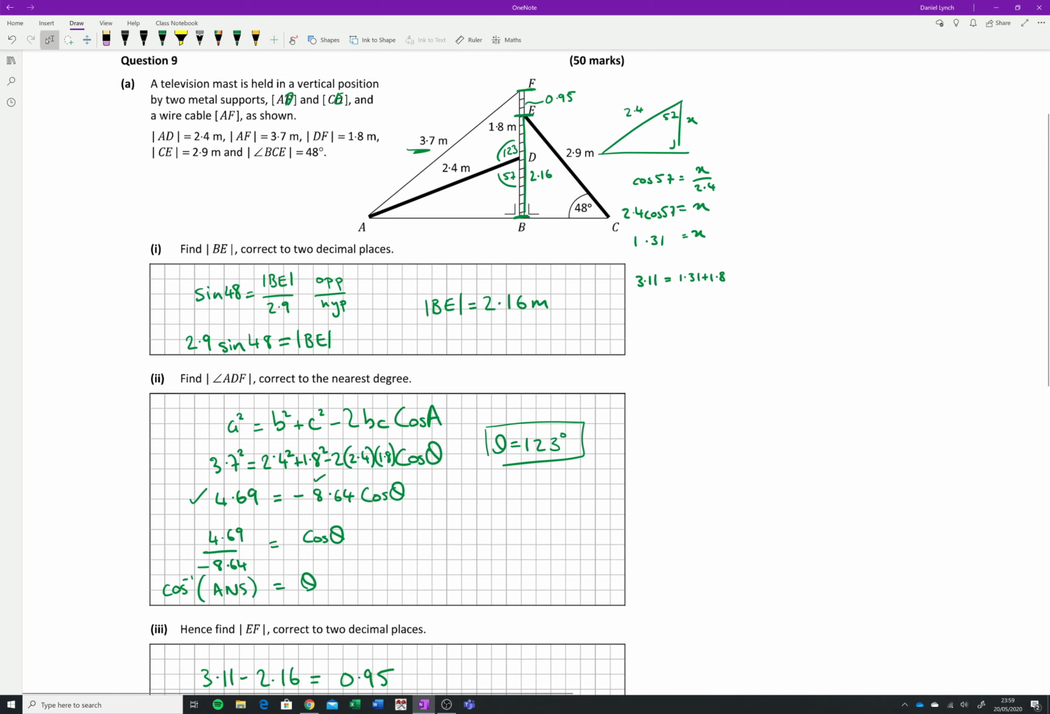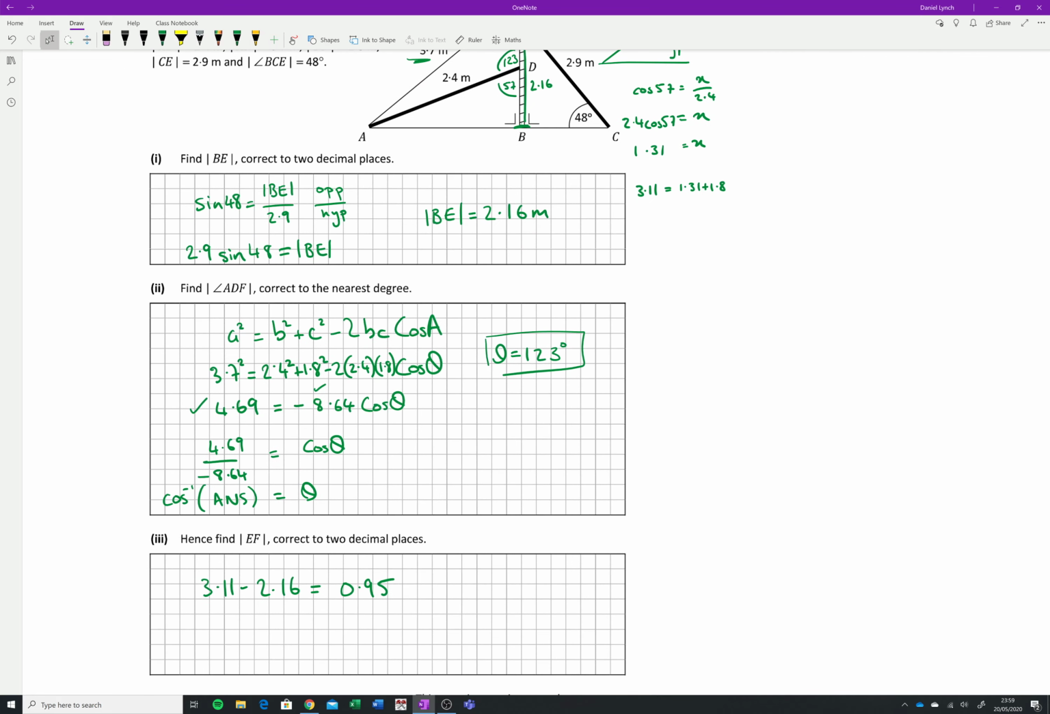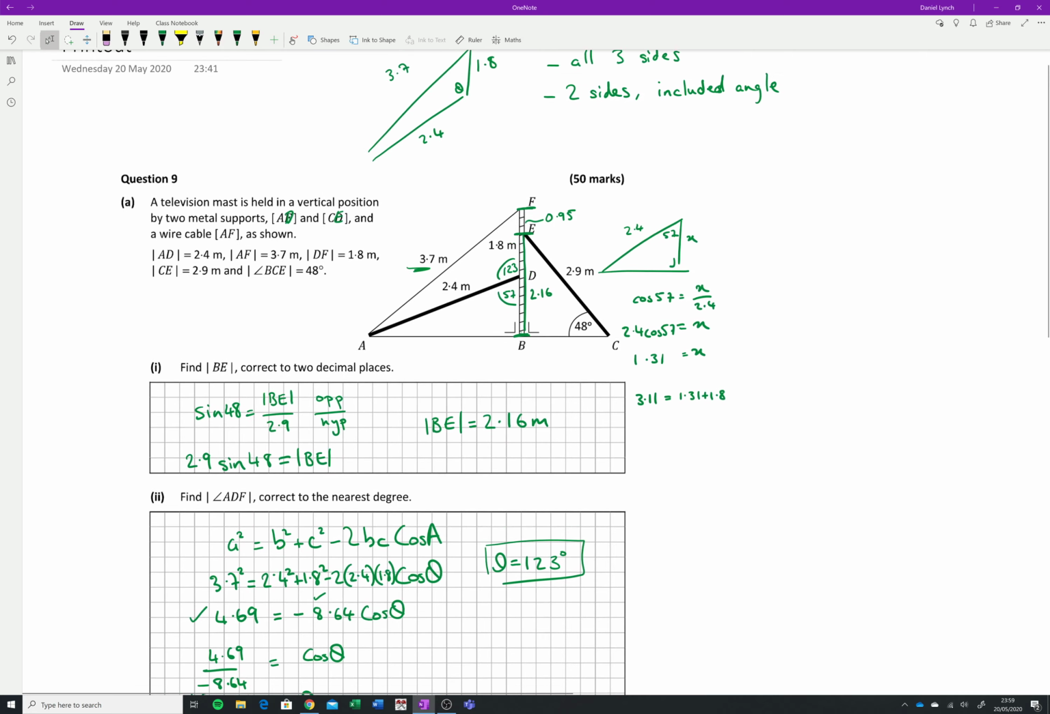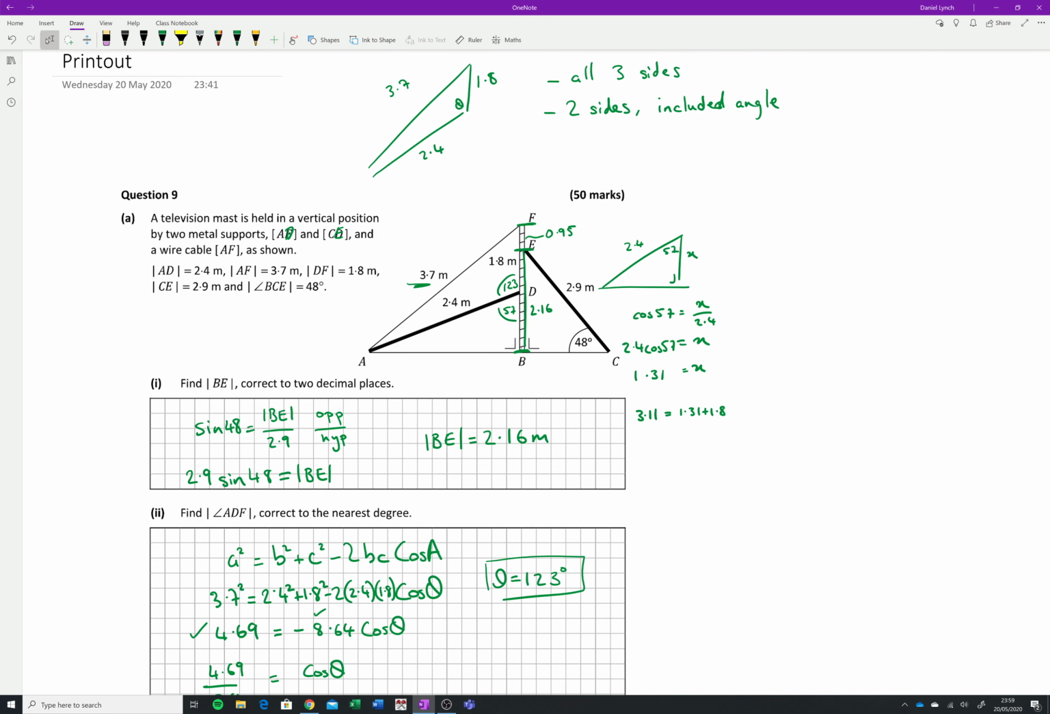So for that one we had to use cosine rule, and then for this one, really, you're just back to doing a little bit of right angle triangle stuff in order to get that BD from there to there. We were able to get that was 1.31. We added it all together, got the height of the mast, and took away the 2.16 and got it there. So there's a little bit of planning involved in it as well.